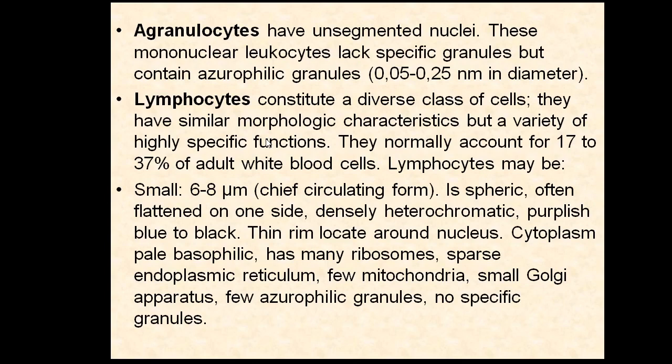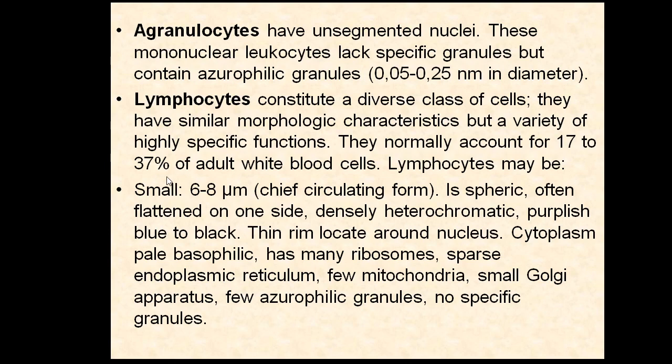And the second group of leukocytes are agranulocytes. Agranulocytes, the first has unsegmented nuclei. All of them have nuclei, but the nucleus is not segmented. The first group is lymphocytes. Lymphocytes constitute 17 to 37% in the leukocytic formula.